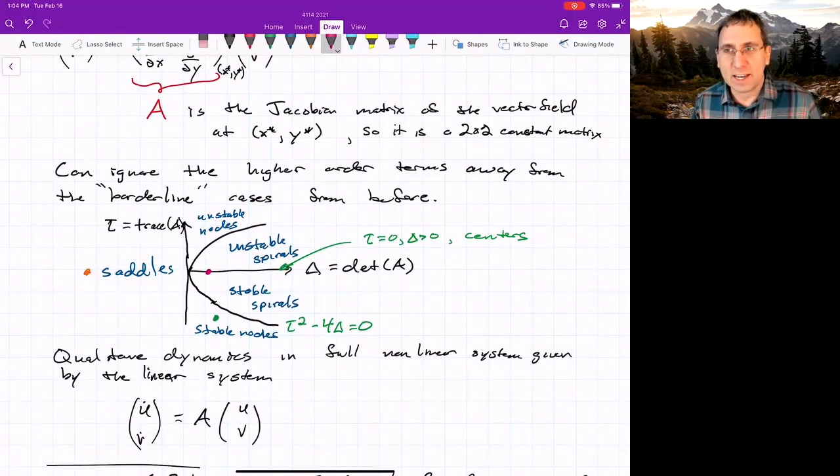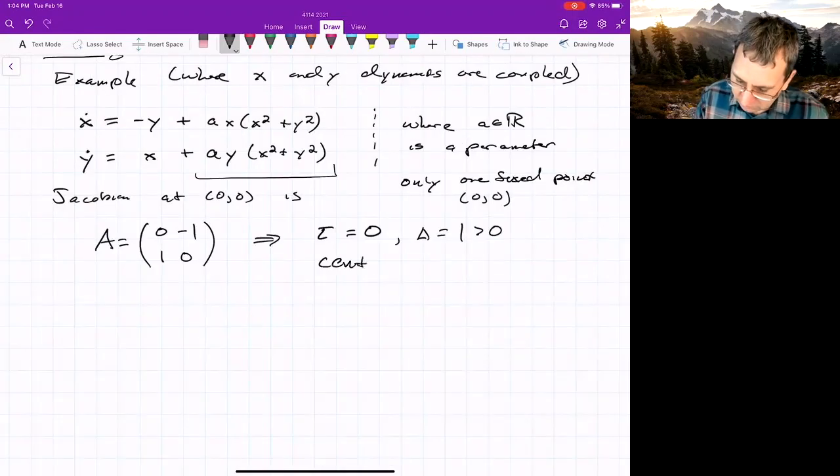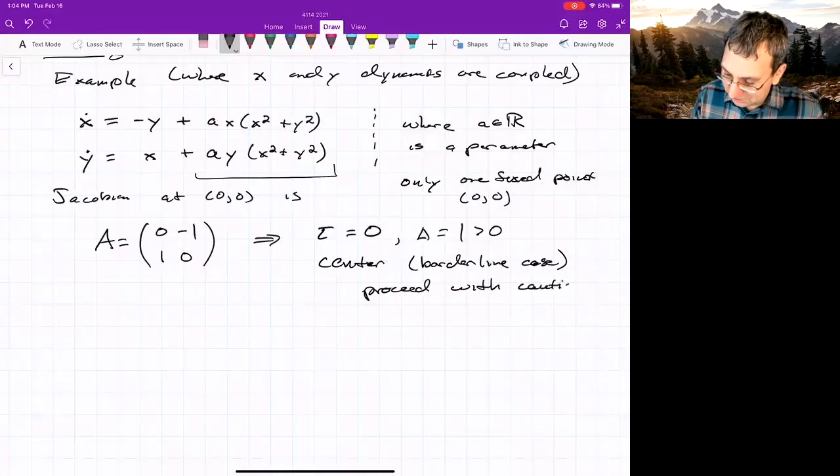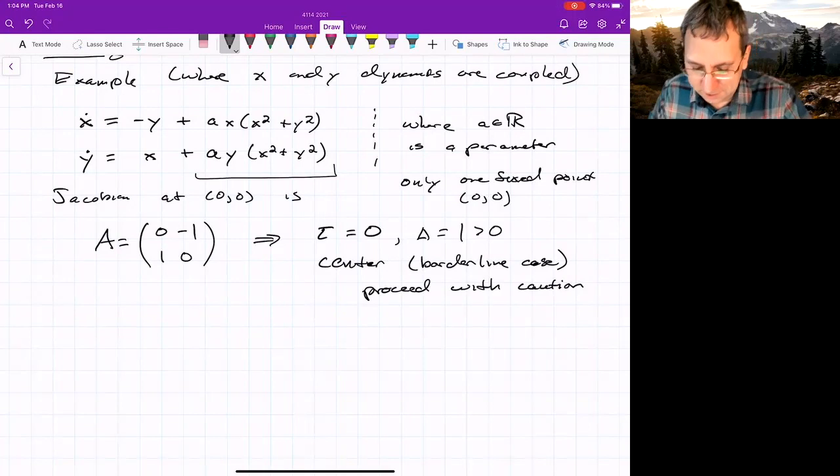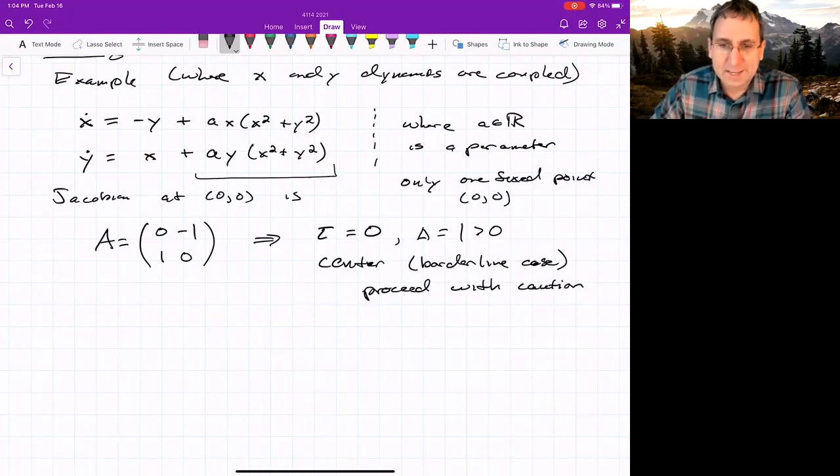If you have a borderline case, it means that the nonlinear terms matter. We could say this is a center. So borderline case, proceed with caution. Well, you don't have to proceed with caution, but before coming to any kind of conclusions, the nonlinear terms are going to be important. So we can analyze this system by using a change of variables.